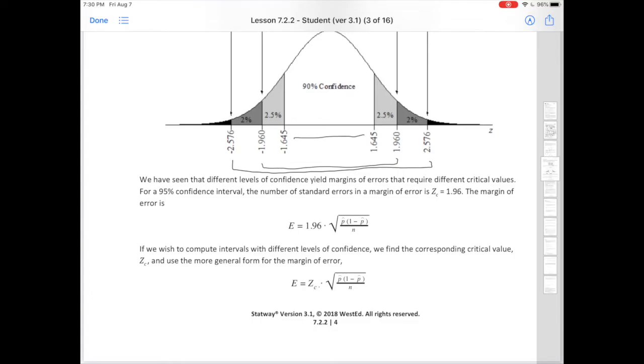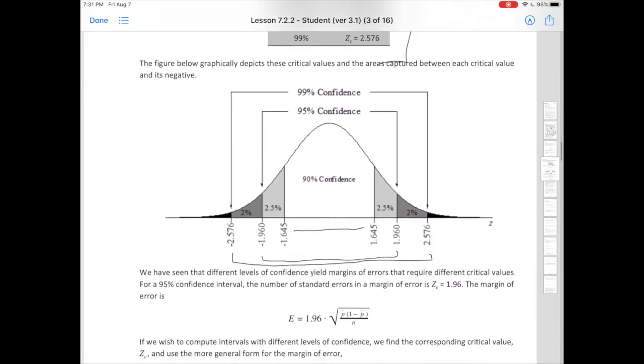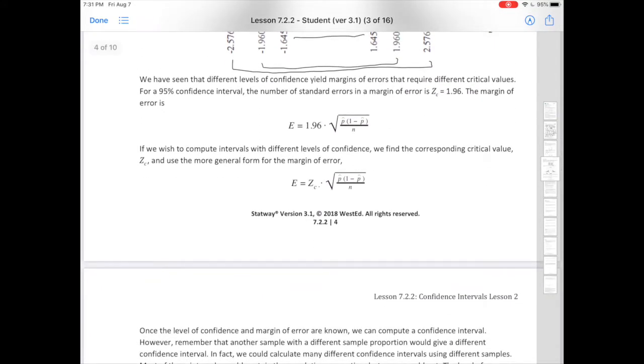Okay. We've seen that different levels of confidence yield margins of errors that require different critical values. For a 95% confidence interval, the number of standard errors in a margin of error is 1.96. The margin of error is 1.96 times that square root, right? This is what we did in the last section. Now, if we wish to compute intervals with different levels of confidence, what's the formula going to become? All we need to do is use the critical value from above. So you get the one that you need from this table, and then you use it in this formula.